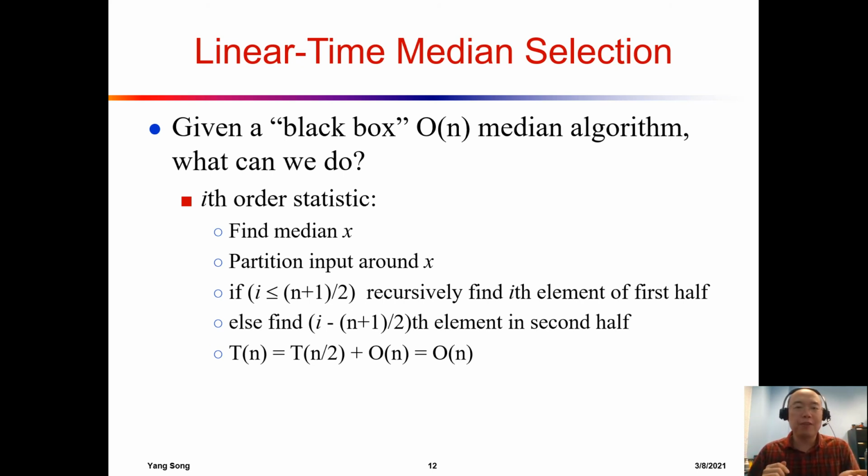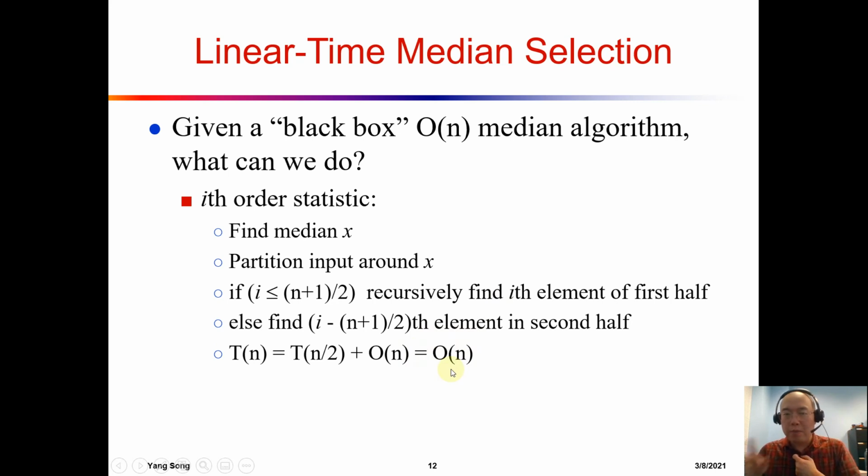And then after we have the 50 to 50 partition, depending on the ith order statistics, the i value we are looking for, we only have to do the search in either the lower half or the upper half. So in this case, we can simply do the recursive calls, and then we are able to find the ith order statistics, or the ith smallest value, in this array without sorting all the values. And this will be an O(n) algorithm.